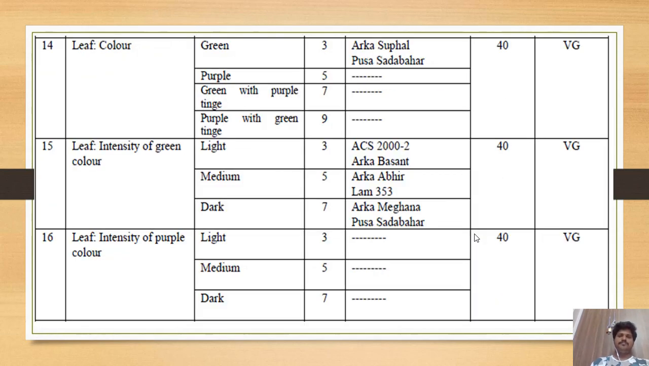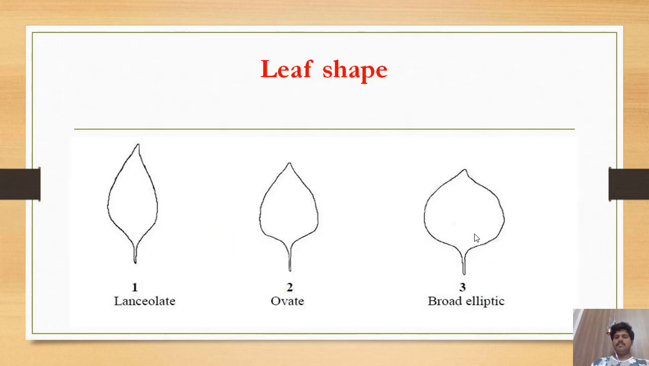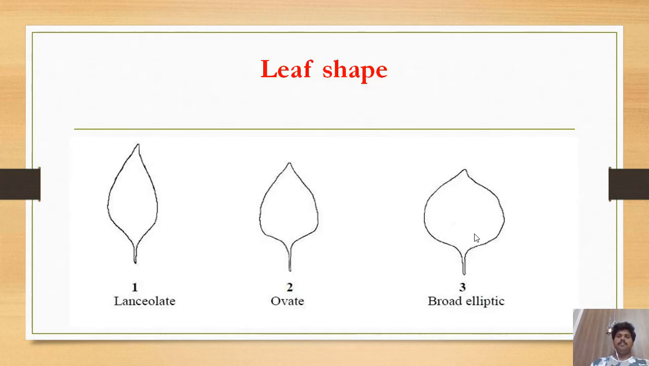Then leaf color. It may be green, it may be purple, green with purple tinge, purple with green tinge. So a number of things you can expect out. So that's all we call for the diversity. Then leaf shape.